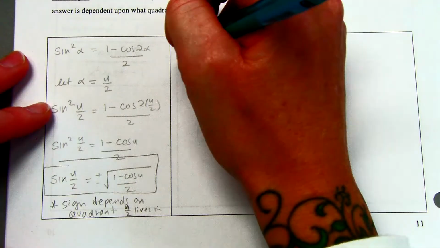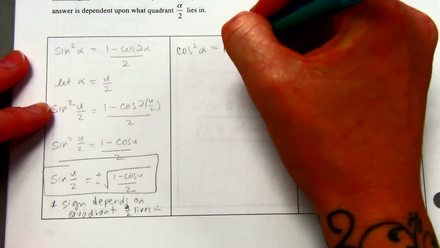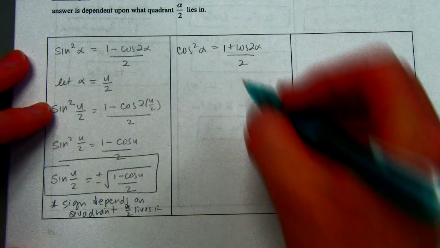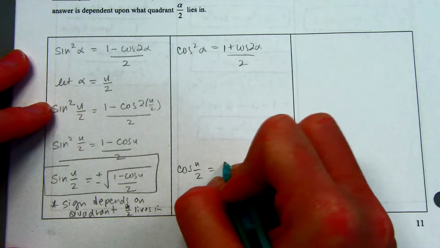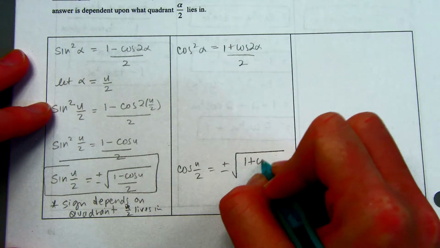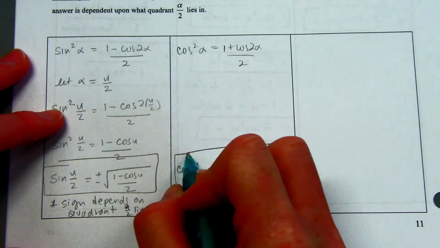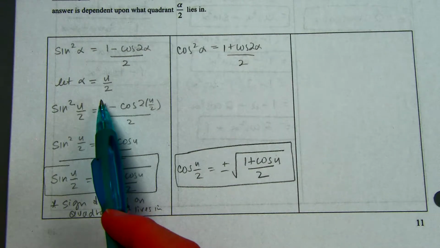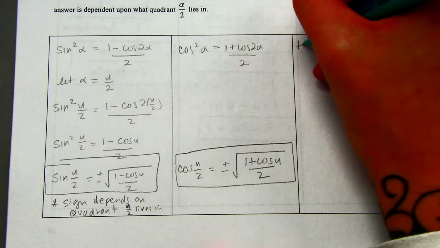So if we go cosine squared alpha equals 1 plus cosine 2 alpha over 2, we go through the same process. I'm going to speed this up here. Cosine u over 2 is going to be plus or minus the square root of 1 plus cosine u, all over 2. Here's your half angle formula for cosine, if you follow the exact same steps here. All right, last one, and then we'll do some examples.